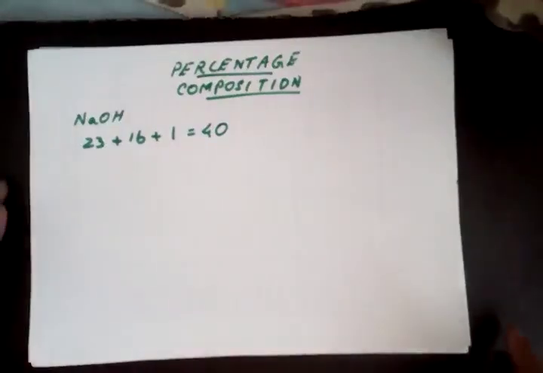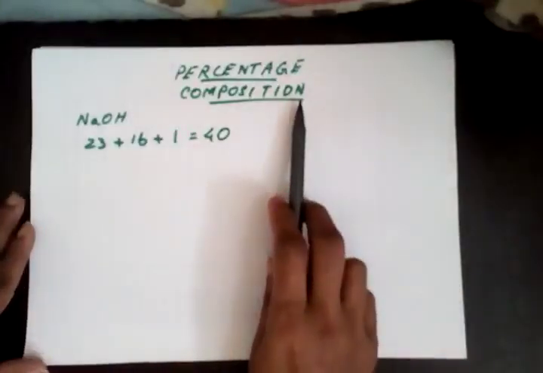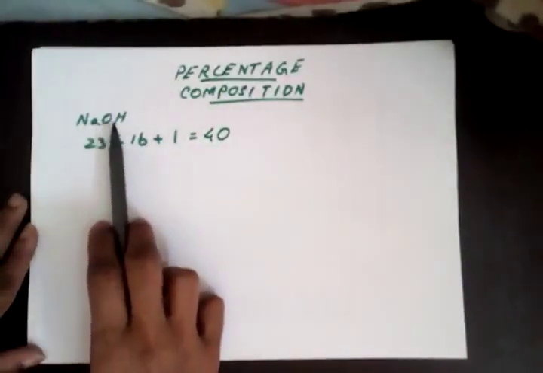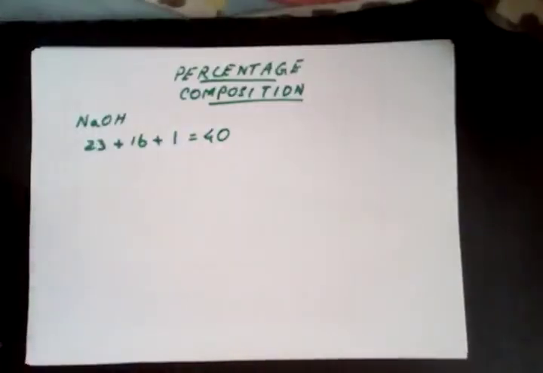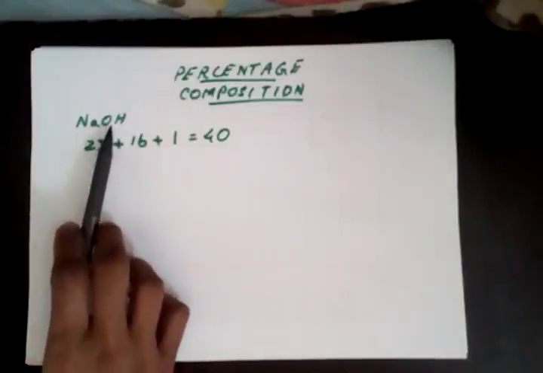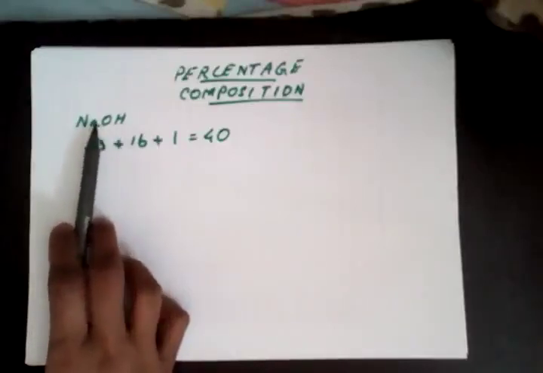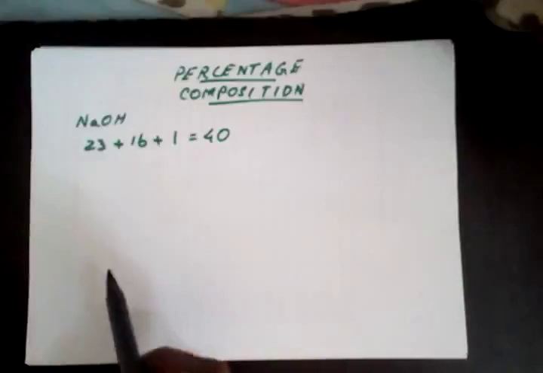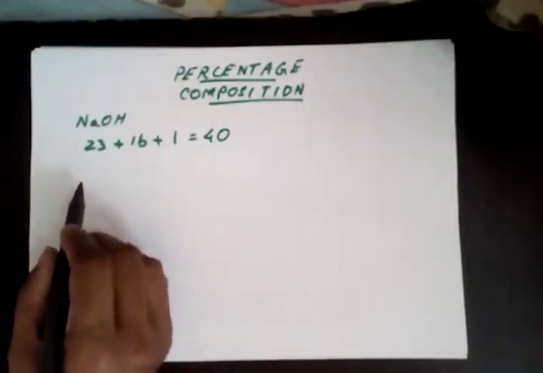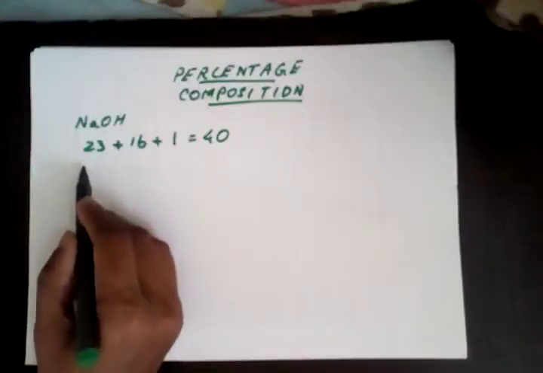Now, in the topic of percentage composition, we try to calculate the percentage of every element that is used to form this particular compound. What percent of that particular element is used to form the compound? Like the percentage of oxygen used to form sodium hydroxide, or the percentage of hydrogen used to form sodium hydroxide, and so on. So let us find out the method of calculating the percentage composition of the given substances.